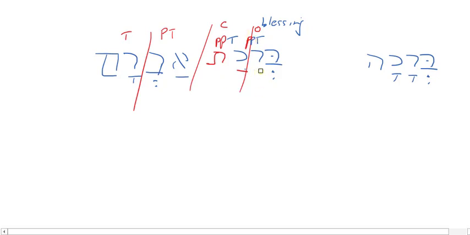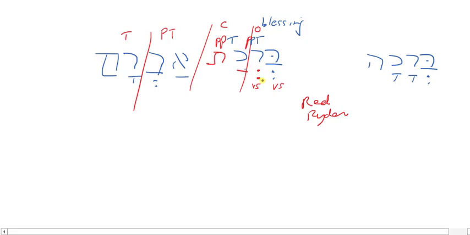Now you know that something exciting and wonderful is going to happen. I've got a vocal shva that the qamets became. But what was at the beginning of this word when I had the bet with the shva at the front? That's a vocal shva. Can I leave two vocal shvas together? No. What is Hebrew going to do to resolve this problem? Red Rider problem. Yes. Now we get to apply that.